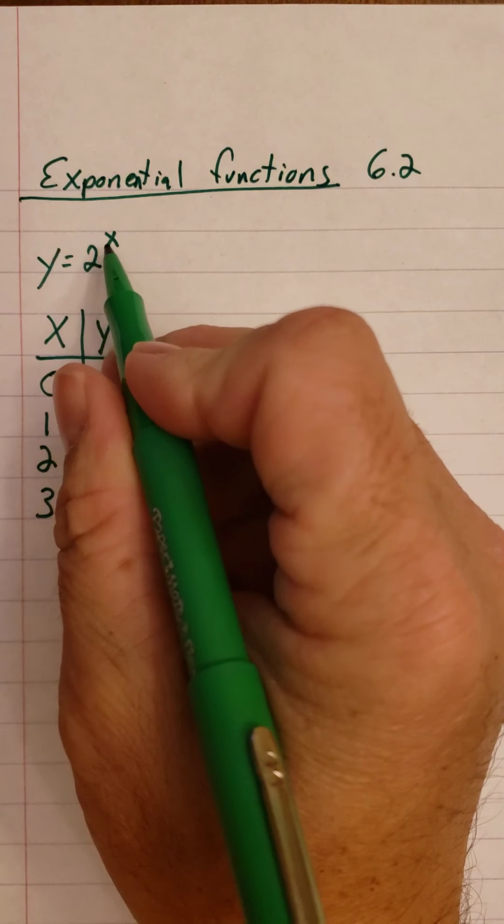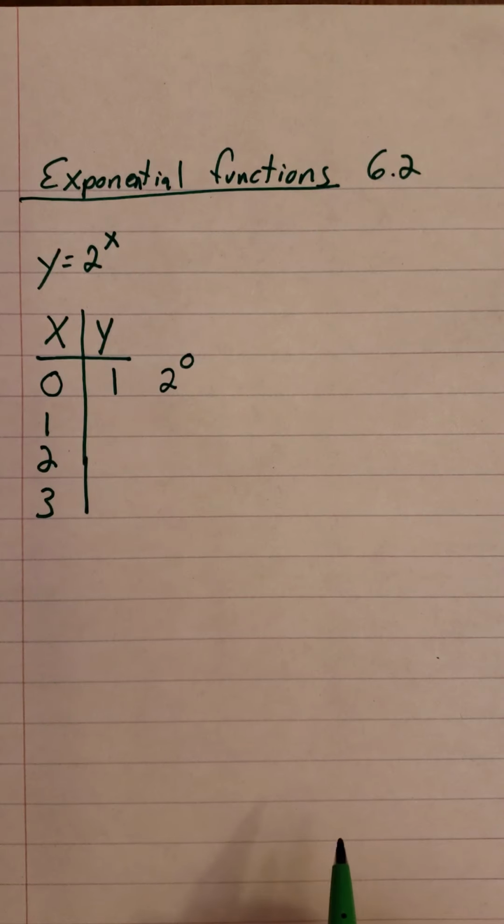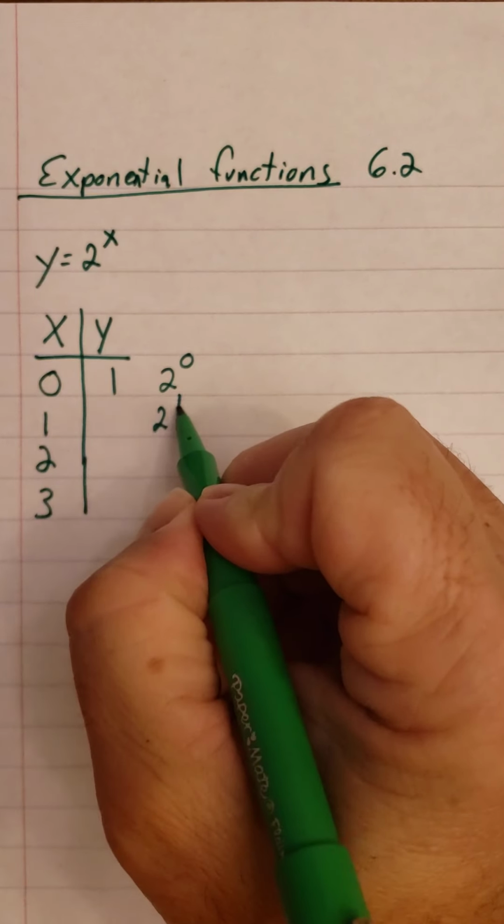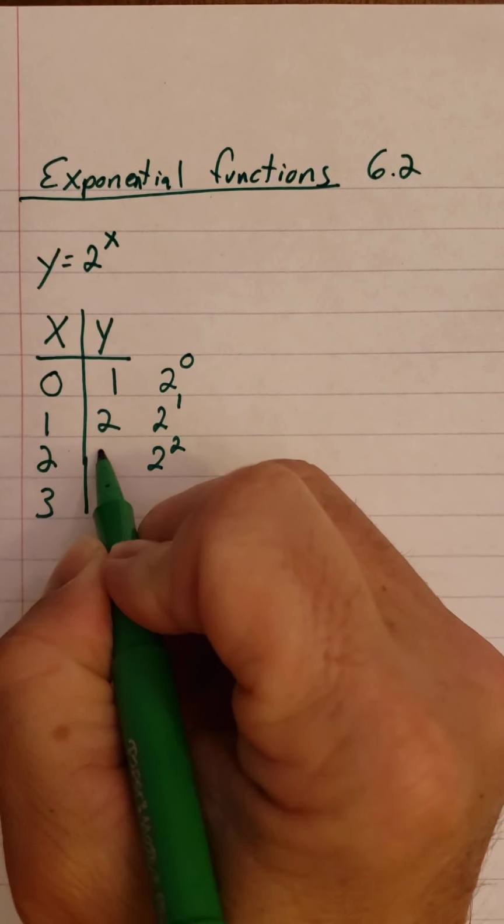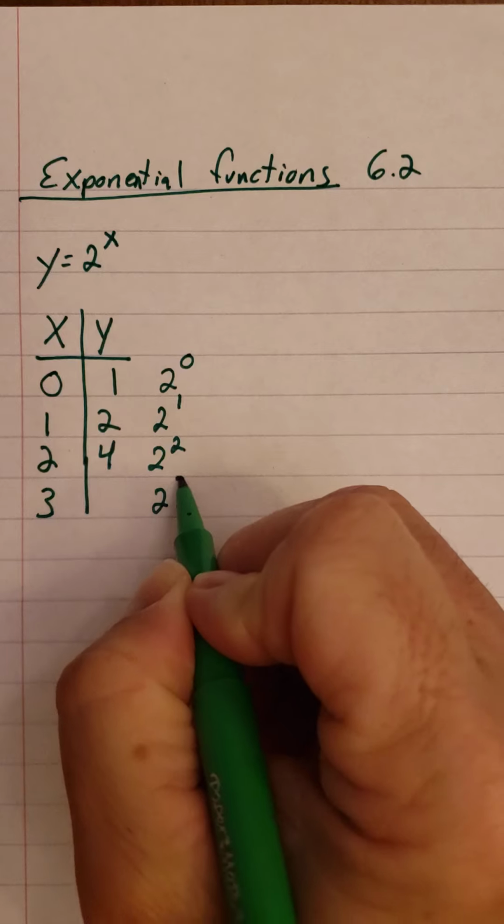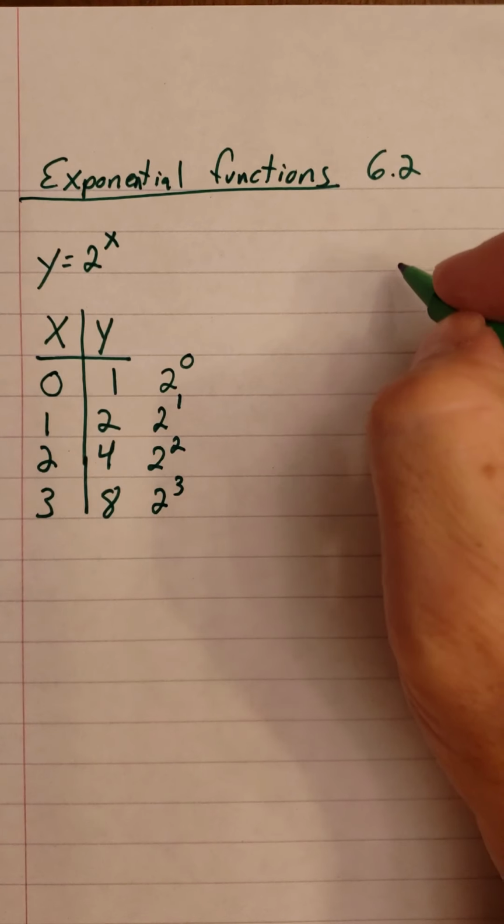So we go and plug the 0 in for this. So it becomes 2 to the 0, anything to the 0 power is 1. Then we got 2 to the 1, which is 2. We've got 2 squared, which is 4. And we've got 2 cubed, which is 8. These are the points that we're going to go and use to graph. So let's make a graph.